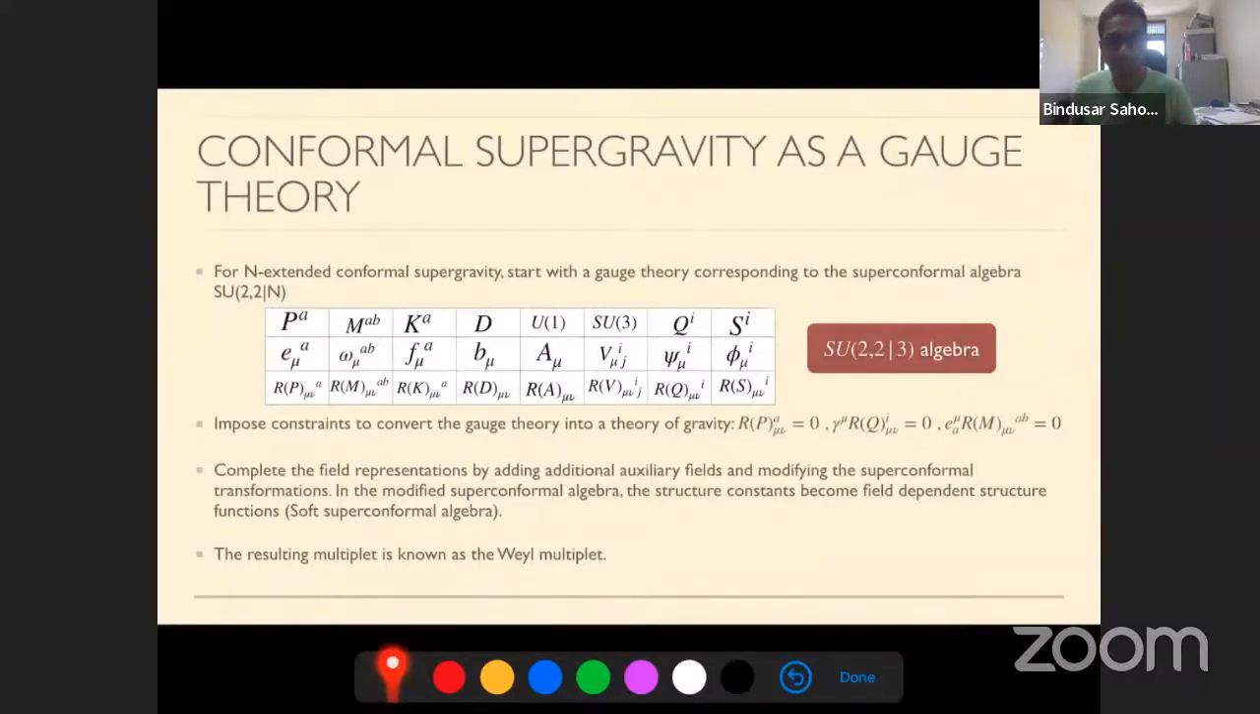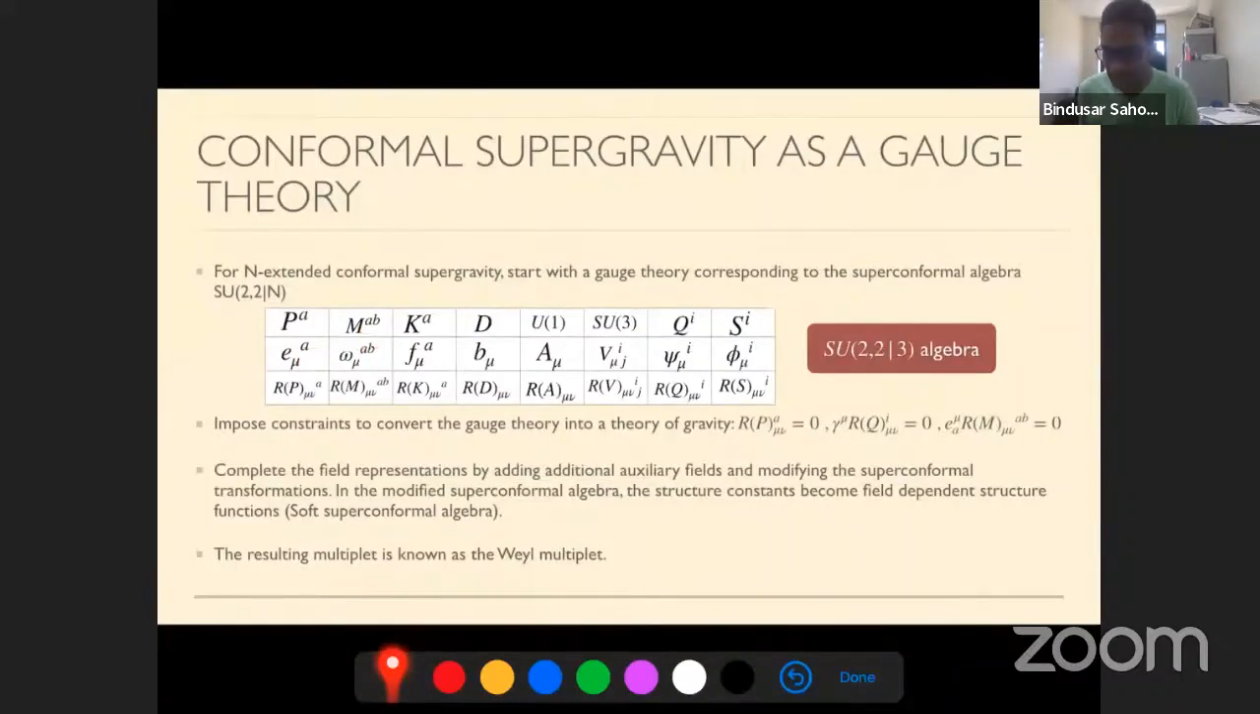Okay, so this is the gauge theory, and as Madhu discussed earlier, in order to convert this gauge theory into a theory of gravity, we need to impose some constraints on the curvature. For example, we need to impose the constraint that the curvature associated with the local translation has to be set to 0. That basically converts the local translation into a general coordinate transformation. And because we are in a superconformal theory, we need some additional constraints also. These constraints essentially make some of these fields dependent. For example, this constraint will make this omega_mu^ab dependent on e_mu^a and other fields.